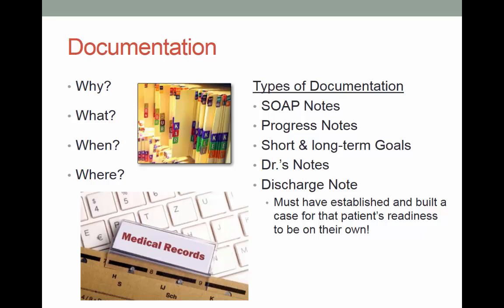Where do we document? In a secured location. We need to be physically secure, maybe in a database or a filing cabinet. Some common types of documentation include SOAP notes, progress notes, short and long-term goals, doctor's notes, and discharge notes. We must have established and built a case for the patient's readiness to be on their own.